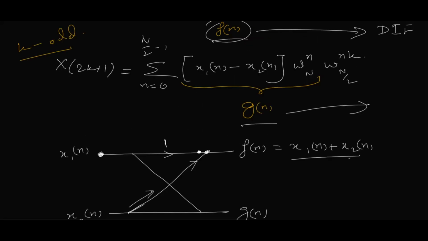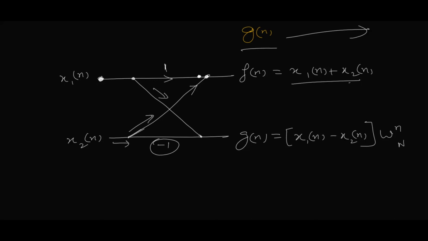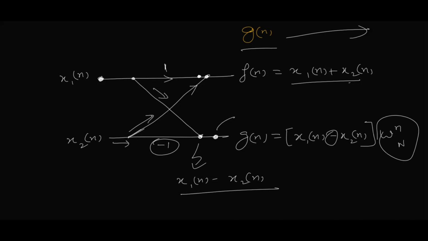Likewise, we know g[n] is this: (x1[n] minus x2[n]) multiplied with the twiddle factor to the power n. What does that mean? x1[n] we are getting from this diagonal side, and x2[n] is coming from this side, but we multiply x2[n] with minus 1. That's why we get the minus sign here. So at this point we get x1[n] minus x2[n], then we multiply this whole thing with the twiddle factor, so we place our twiddle factor on this side.